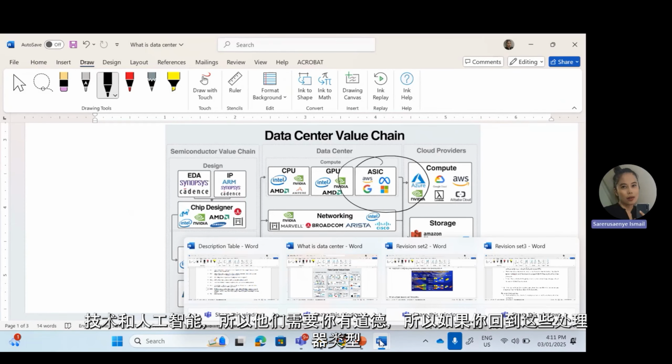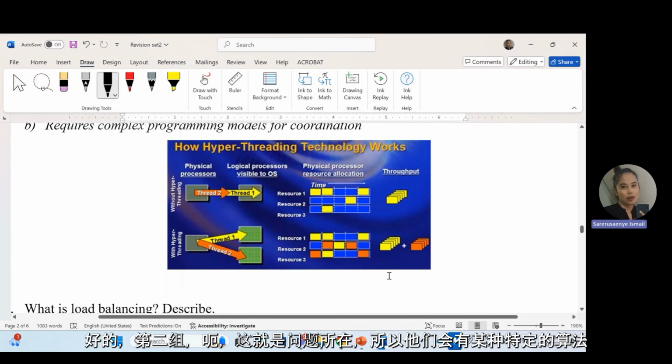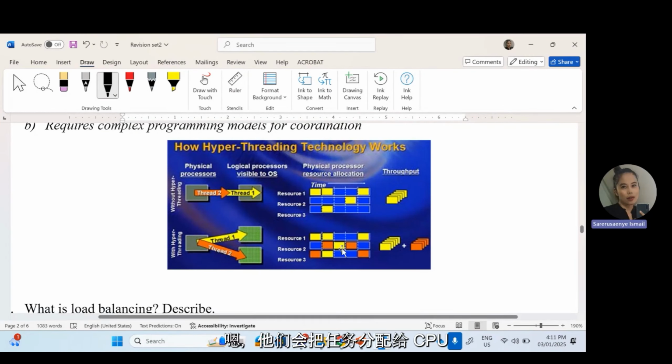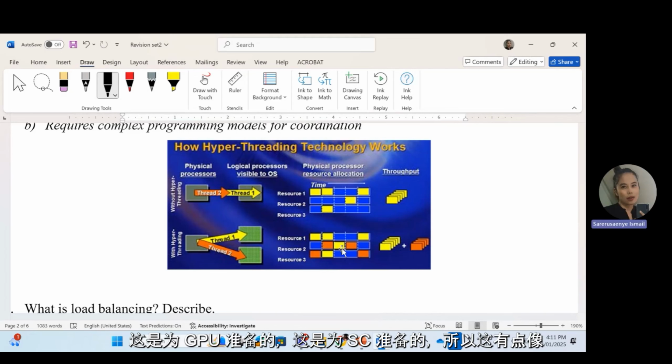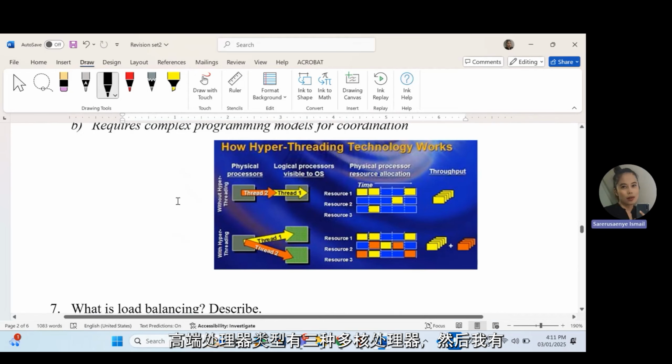So if you come back to these processor types, okay, set 2, this is the thing. They will have specific algorithms which distribute the tasks: this is for the CPU, this is for the GPU, and this is for the ASIC. So this is considered a high-end processor type.